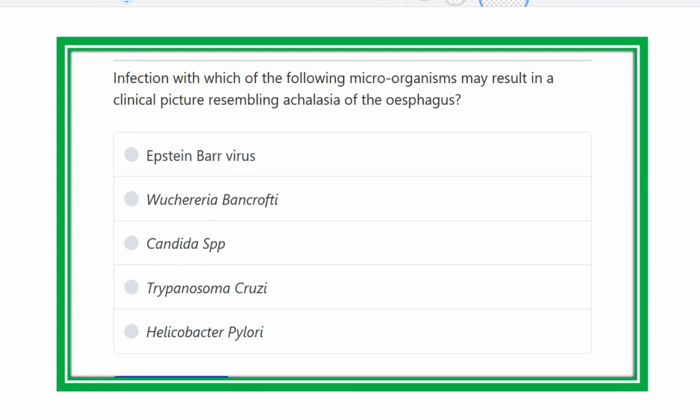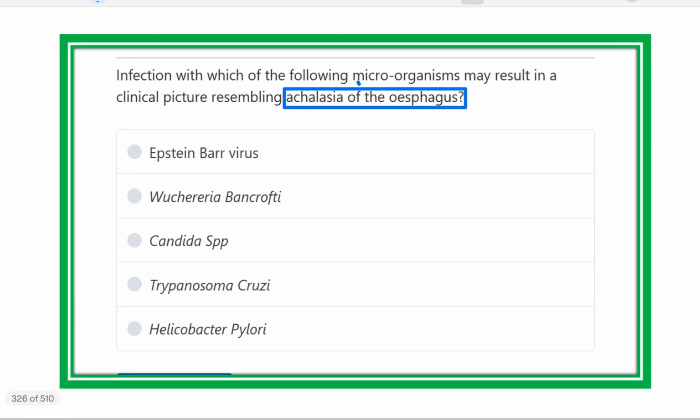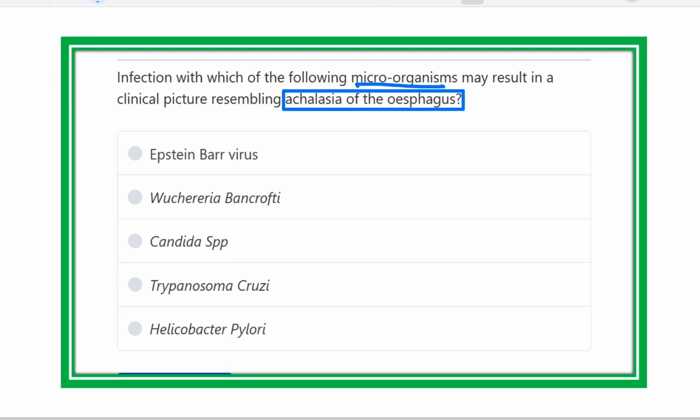Infection with which of the following microorganisms may result in a clinical response resembling achalasia of the esophagus? That means achalasia of the esophagus caused by which microorganism. So achalasia, that means achalasia cardia. What is the mechanism in achalasia cardia?